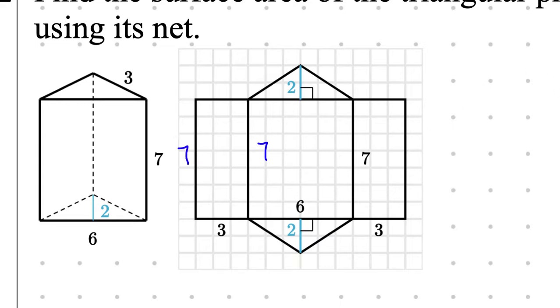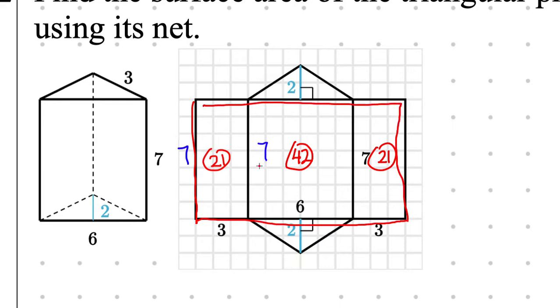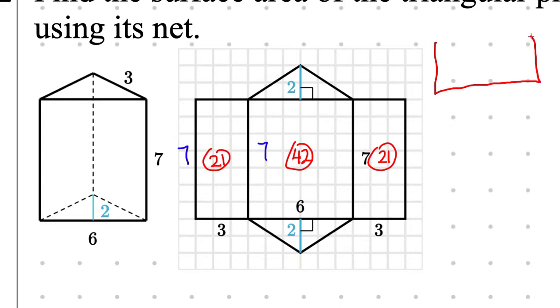So I'm going to do this in red to say that's area. 3 times 7 is 21. 6 times 7 is 42, and 3 times 7 is another 21. Again, the shortcut being this is just one giant rectangle. If you do the giant rectangle, 3 plus 6 plus 3, that's 12. 12 times 7 is 84. So this whole rectangle, I'll make a note here, that giant rectangle is 84. And we can check that, add them all up. You know, yeah, that equals 84.